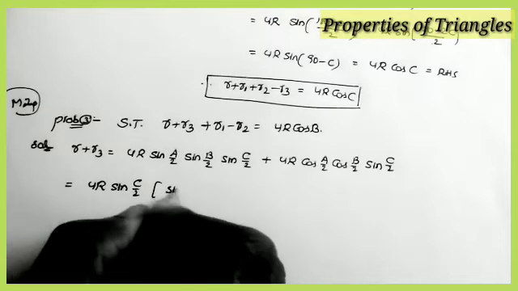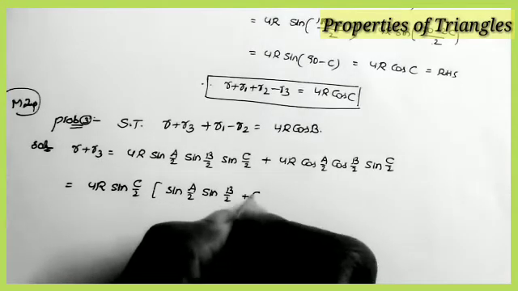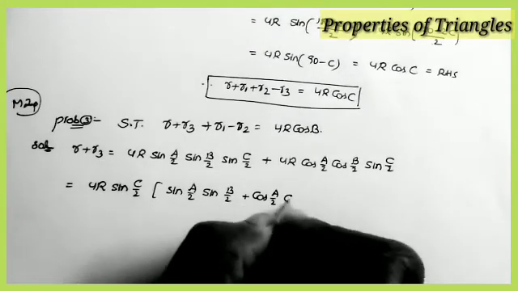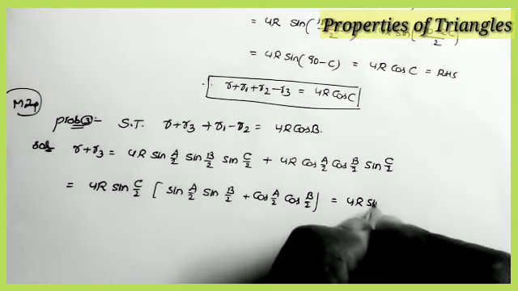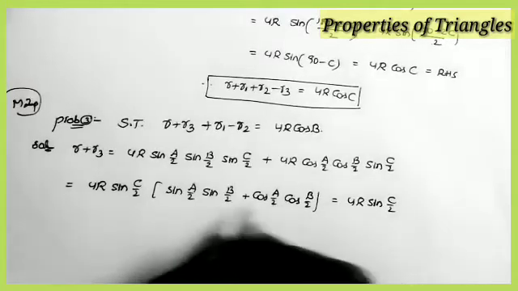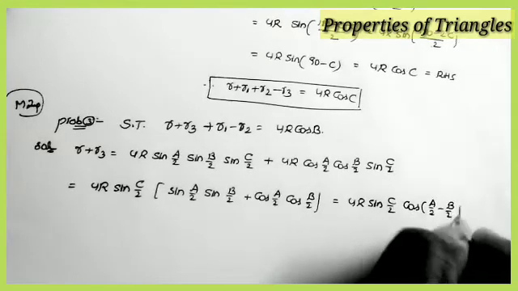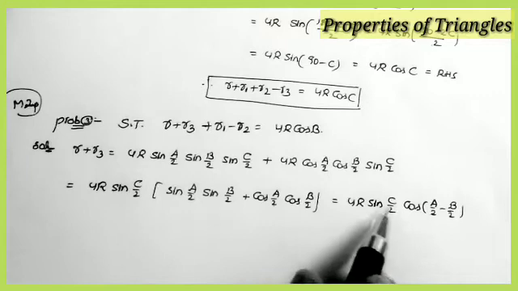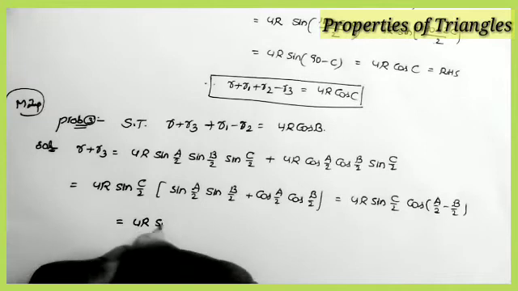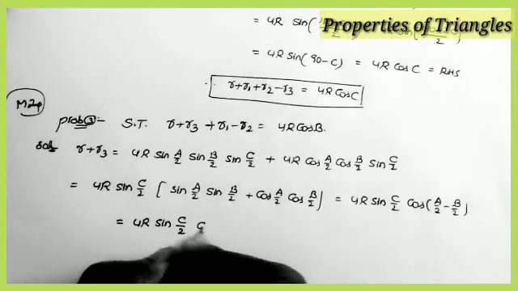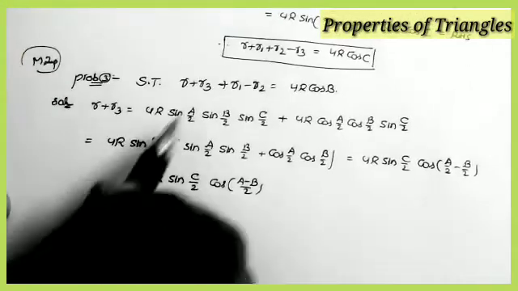Now writing the remaining values. What are the remaining? Sin A by 2, sin B by 2 plus cos A by 2, cos B by 2. Okay. So see here, these values are in the form of cos A cos B plus sin A sin B. What is the formula? Cos of A minus B. What are A, B? A is equal to A by 2 and B is equal to B by 2. So this answer is equal to 4R sin C by 2 into cos of A minus B by 2. So this is the answer of the first two terms.